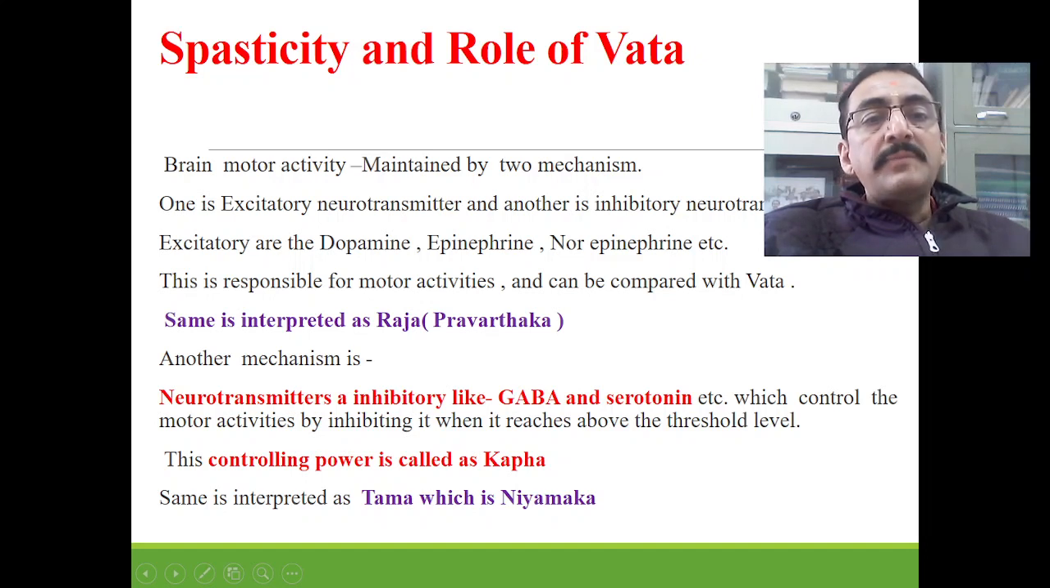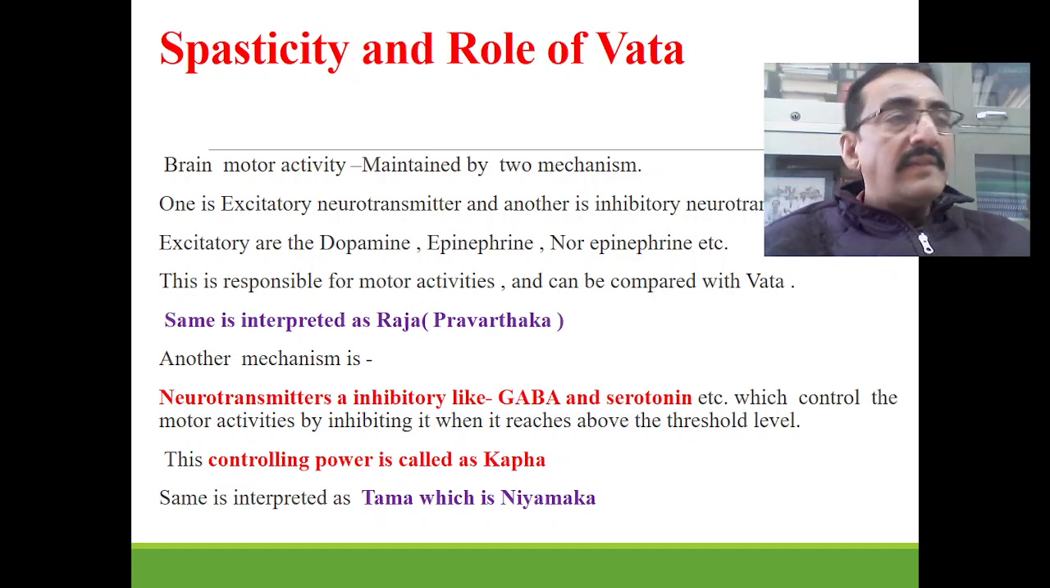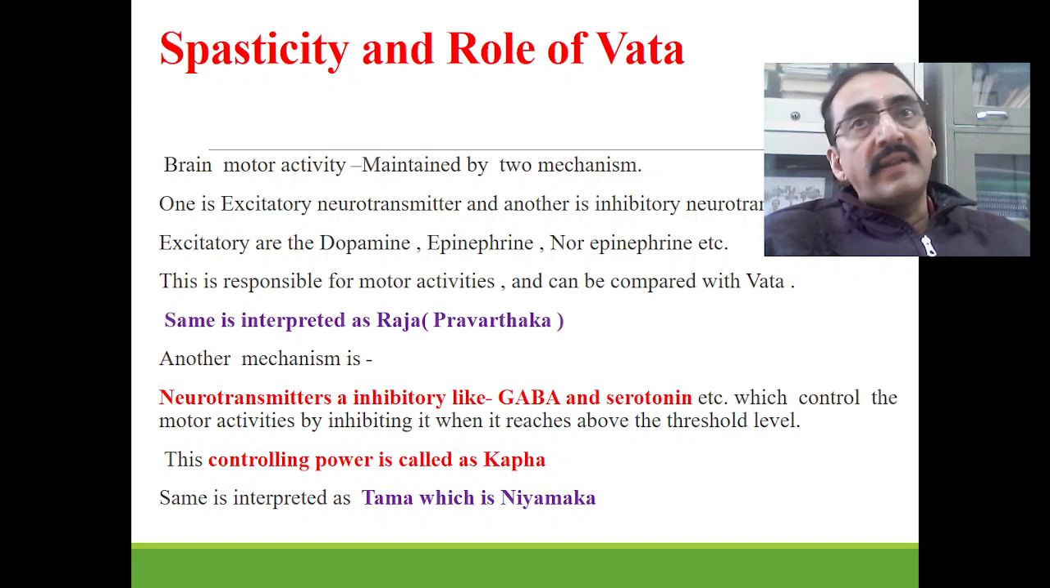Now, the same can be interpreted as Raja also. When I talk about the brain, we have three important doshas and one important guna. The three important doshas are Raja, Tama, and Sattva, whereas the guna is Sattva. Sattva is not considered as dosha. So, initiation of any motor activity inside the brain takes place by means of Vata. The same Vata is represented as Raja when I talk about the brain. So it is also said, Rajah Pravartakah. Therefore Vata, or its counterpart Raja, is responsible for initiation of the motor functions. That much is clear.